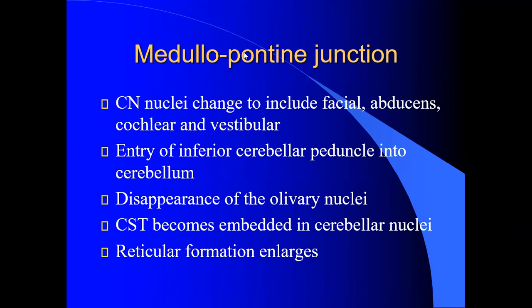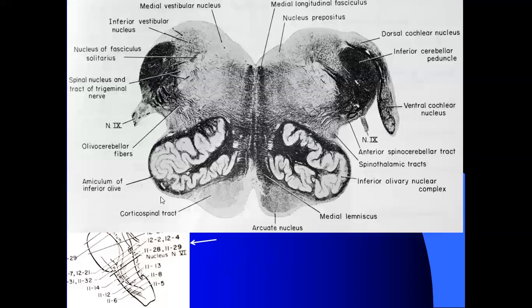And finally, we have reached the medullopontine junction. So we know that we're close to the end. So what's going on? Well, changing of the guard. We're going to change cranial nerves, right? So we're going to do that. The inferior cerebellar peduncle is going to check out. It's going to go out into the cerebellum and disappear. The olives are going to disappear, all right? The corticospinal tract will become embedded in the cerebellar nuclei, which is going to be interesting. We're going to look at that in a minute. And the reticular formation gets bigger as we move up into the pons and have many more things to do with our reticular formation. And so that's sort of what's going on here.